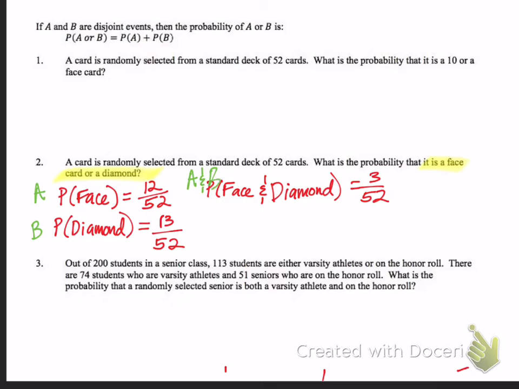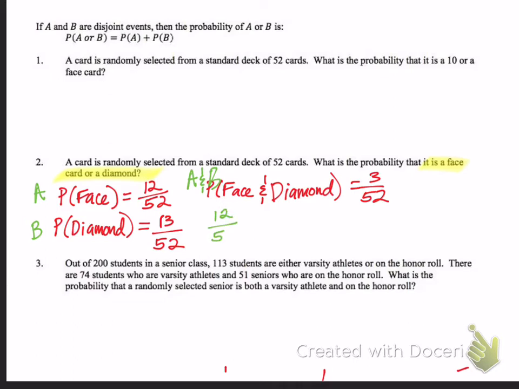So if I were to plug it into the formula, I'm going to add face, I'm going to add diamond together, and then I'm going to subtract away the face and diamonds, because we kind of counted it twice. We've counted all of the face cards, and then we've counted all of the diamonds. Well, I have counted the king, queen, and jack of diamonds twice. So I want to subtract one of those sets away.